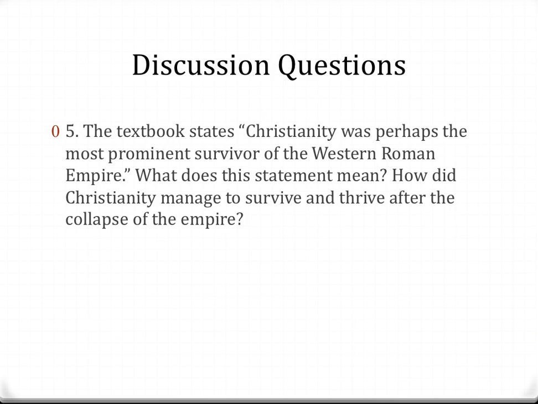All right, so your last question. The textbook states Christianity was perhaps the most prominent survivor of the Western Roman Empire. What does this statement mean, and how did Christianity manage to survive and thrive after the collapse of the empire?